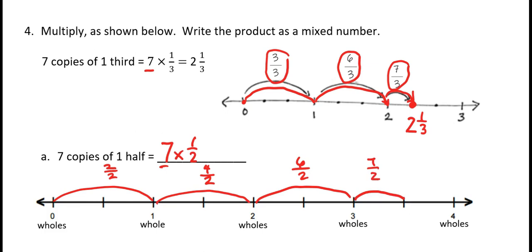That gets me to 7 halves. Now to plot that point, I'm past the 3 wholes by 1/2. So that point is 3 1/2. That tells us that 7 times 1/2 is equal to 3 1/2. So we can see how we can decompose these whole numbers and mixed numbers by thinking about multiplication of these unit fractions.